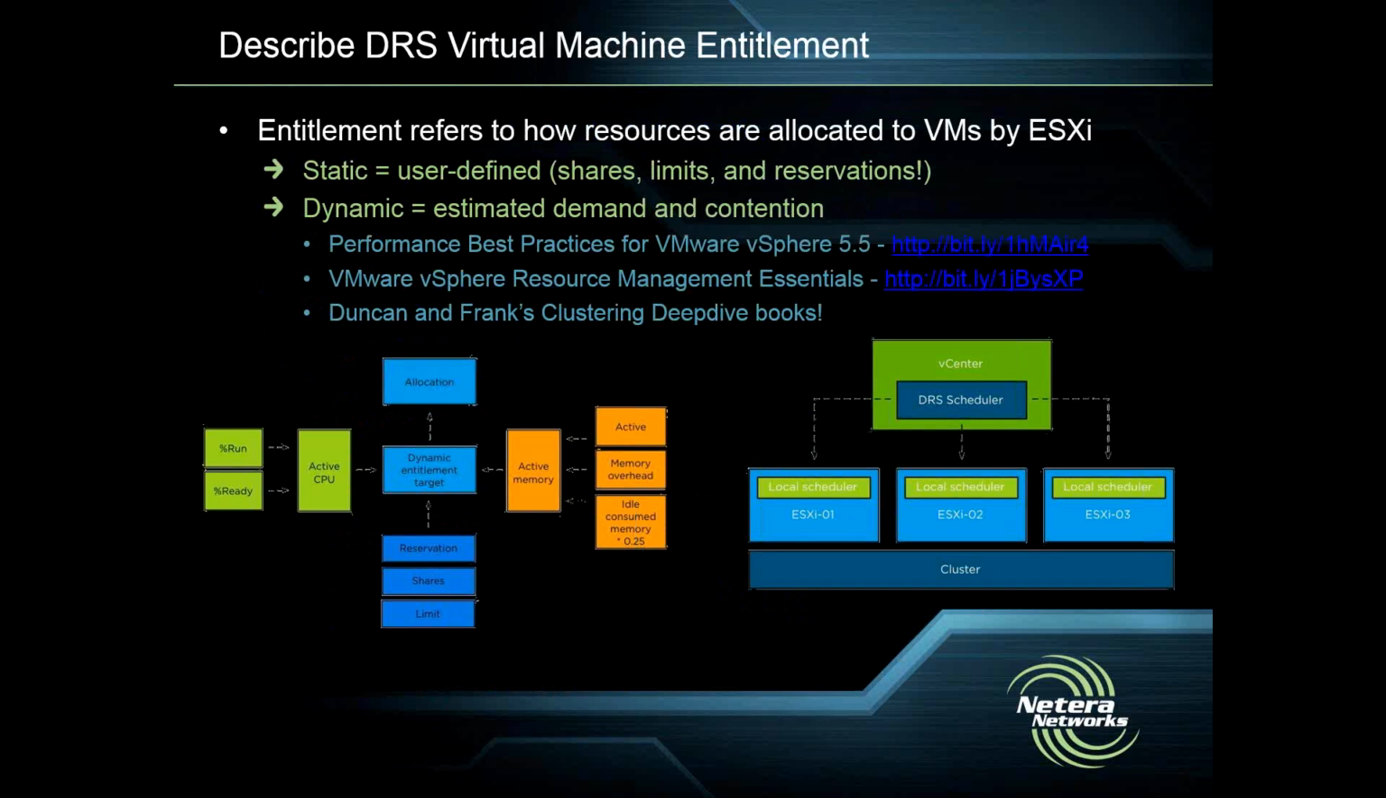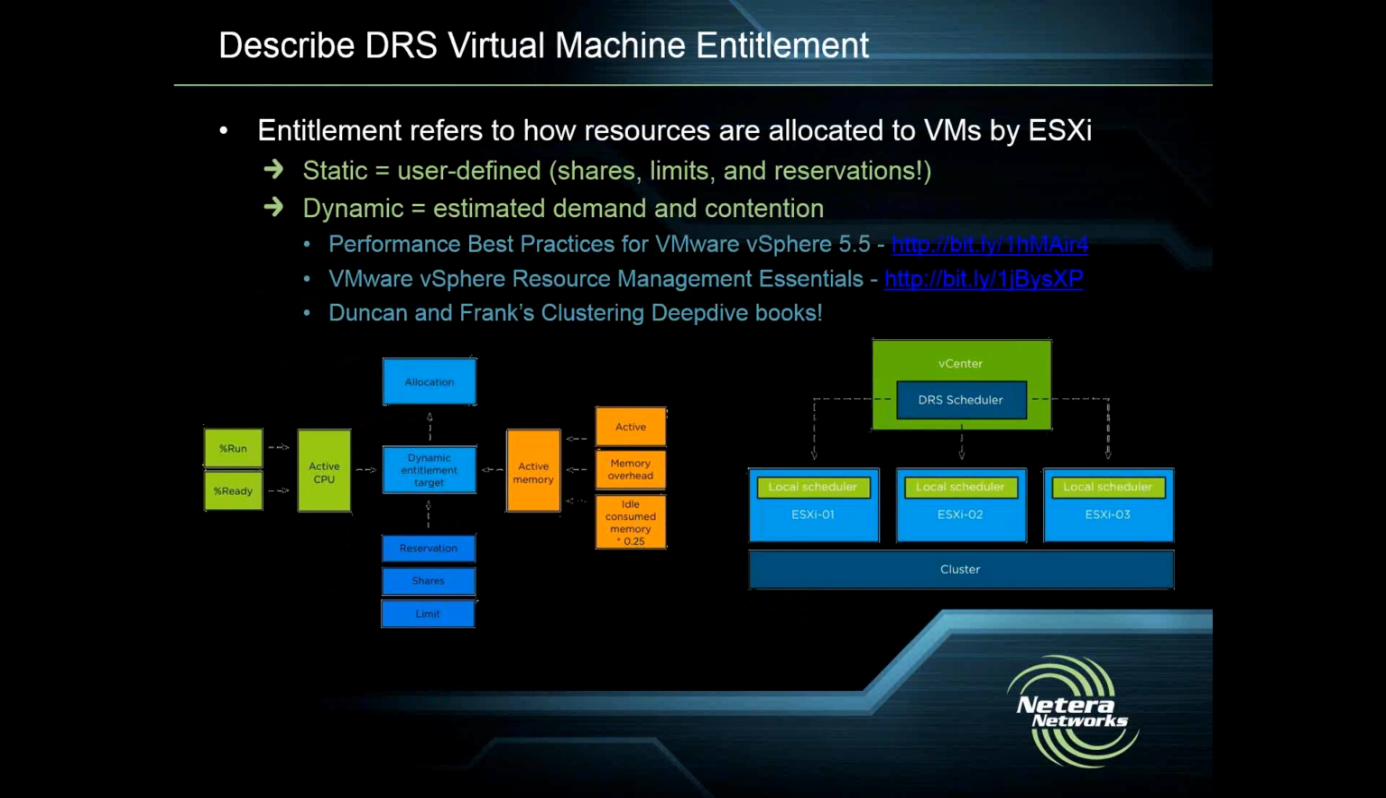So first off, we're going to talk about the objective being able to describe DRS virtual machine entitlements. In this case, when you hear of entitlement, you need to think DRS. Not to read the slide for you, but the idea is that entitlement refers to how a virtual machine gets its resources allocated. There's two different kinds of entitlement, as you can see. Static being user-defined.